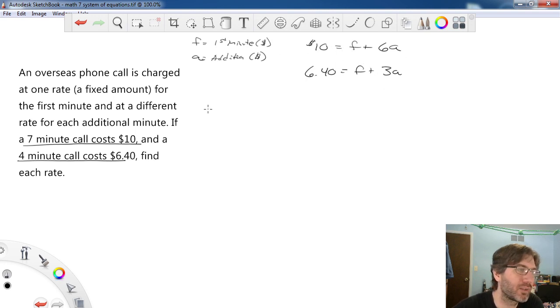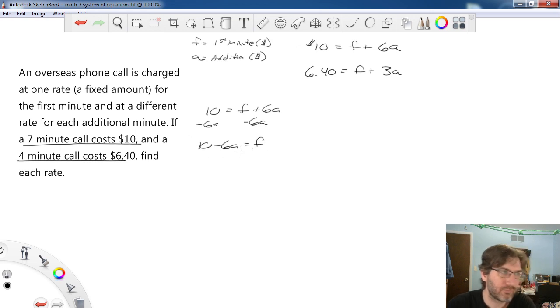So I am going to take the first one, F plus 6A, and all I need to do is subtract 6A from this side, and that's going to leave me with F. So I'm going to get 10 minus 6A is equal to F. In that case, I'm going to plug into the other one.